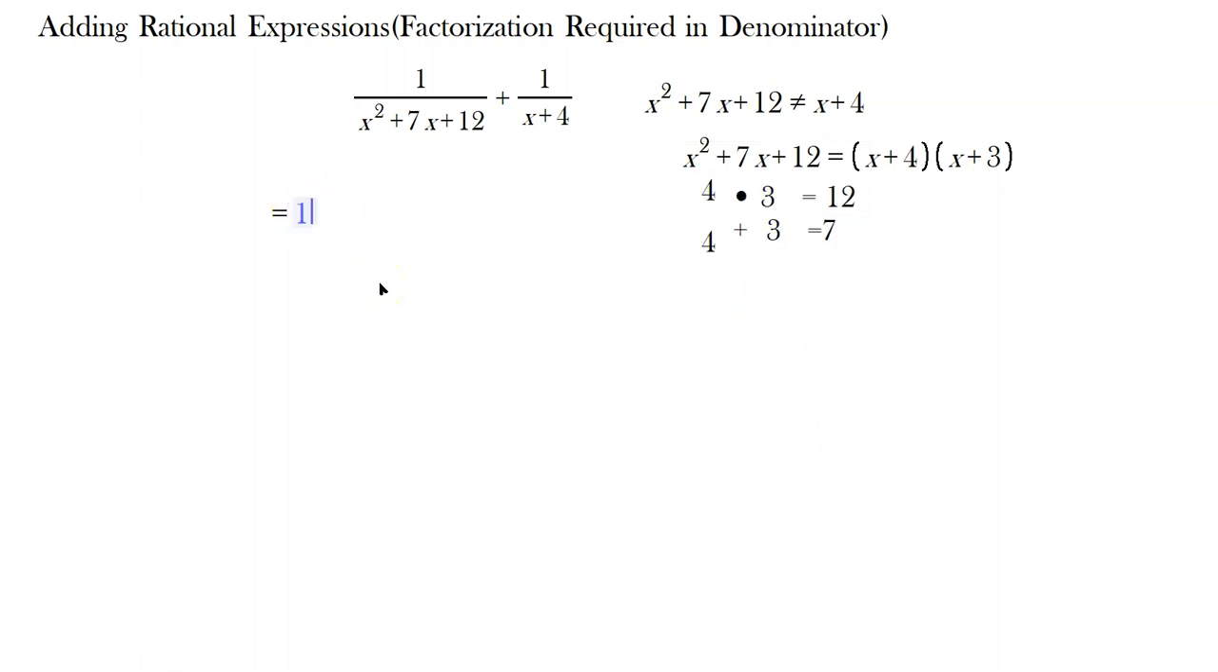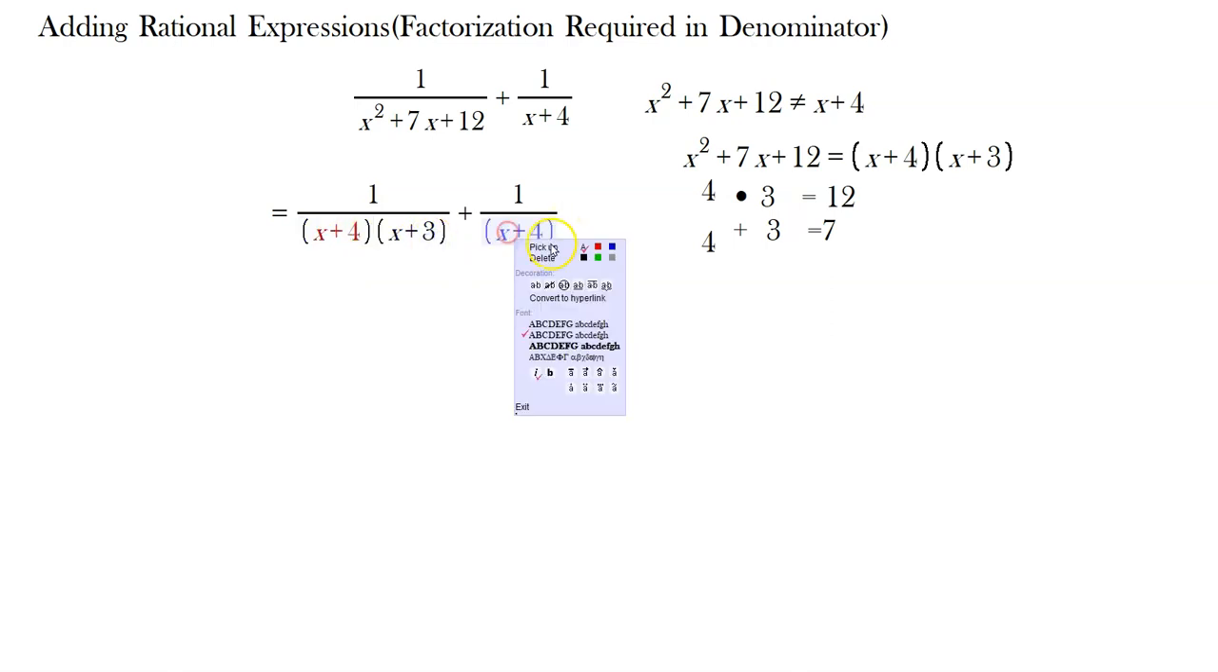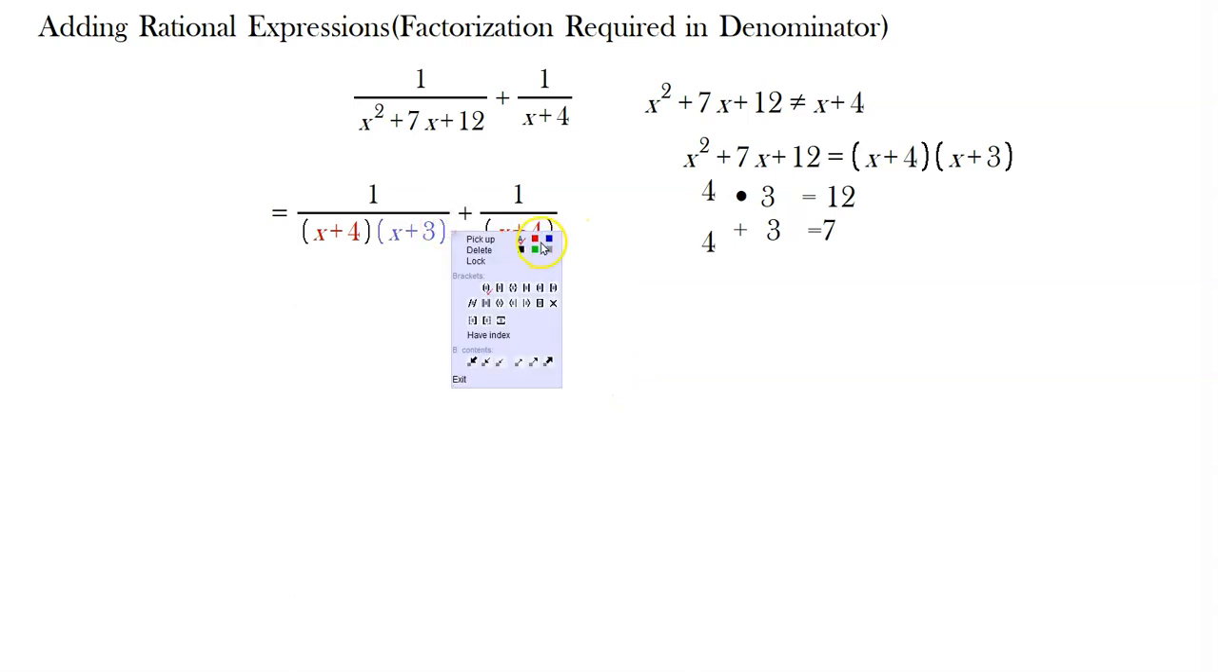We're going to have 1 over x plus 4 and then x plus 3, and we're going to add to it 1 over x plus 4. Now compare the denominators carefully. X plus 4 in this position right here is already present in this position right here, so that's not an issue. Those parts are already the same. This x plus 3 that you see here, for example, in blue is missing from the second fraction.